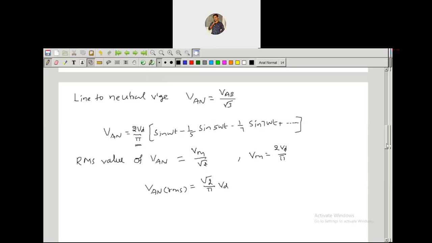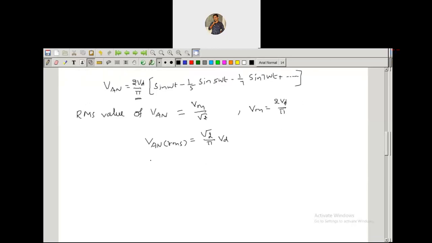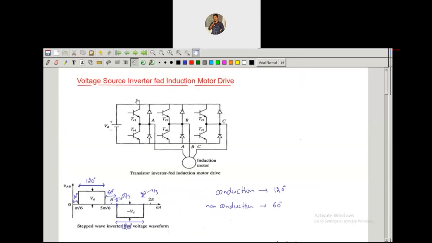Okay. And here the root 2 by pi value is going to be a constant value. So we can get a relation between this output RMS value and Vd, a proportional relation, isn't it? So this is the proportional relation between the output and input. This VAN is the RMS value of the phase to neutral voltage, that is the output of the inverter, and VD is the input voltage. You can observe here in our diagram, VD is the input voltage. So VAN is proportional to the VD value.